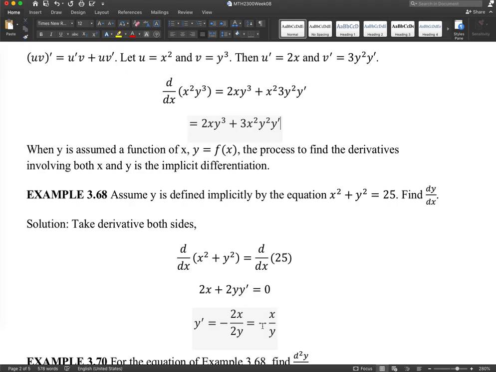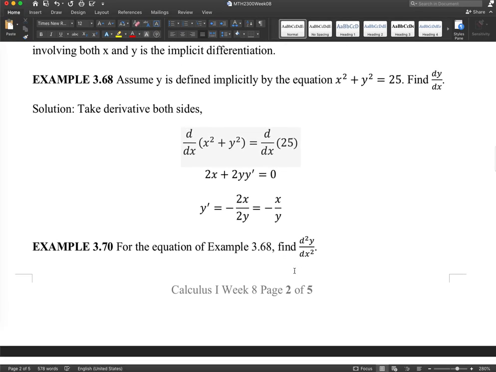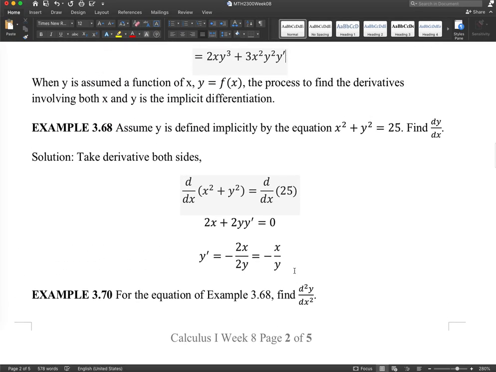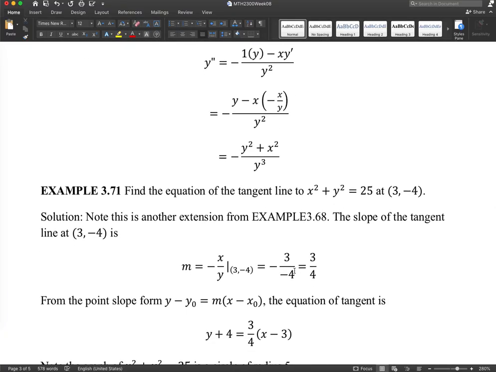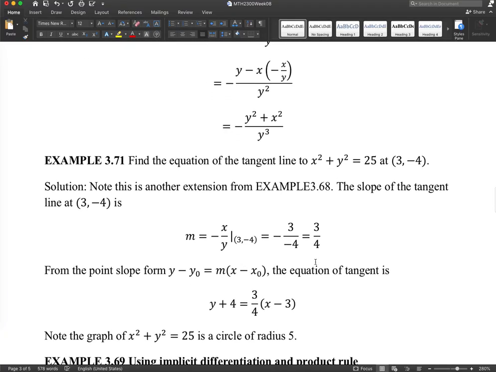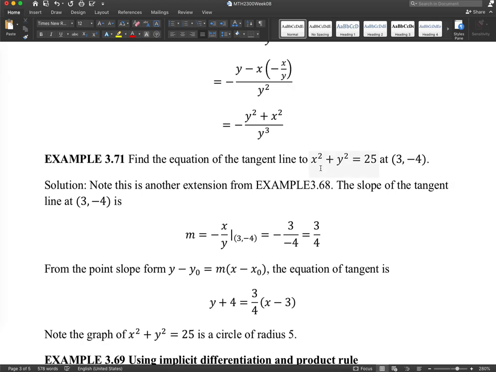Okay. And as I mentioned, this equation is related to the circle. I think there are some other examples in the textbook really based on this example. Maybe I'm moving to 3.71 first. Because you see the equation is the same as the example we just finished. And this time we are asking the classical question: the equation of the tangent line at the point negative 3 and negative 4.